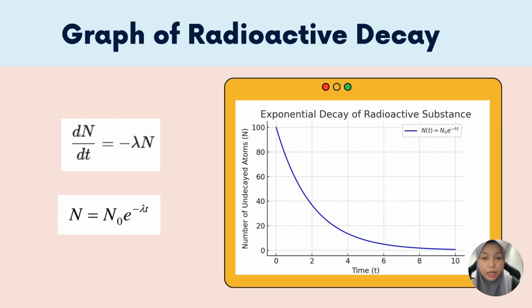As time increases, the number of remaining atoms follows a decreasing exponential curve. This means that the substance does not completely disappear, but the number of undecayed atoms reduces over time. So this graph shows a direct solution of a differential equation that can be related to any real world problem.